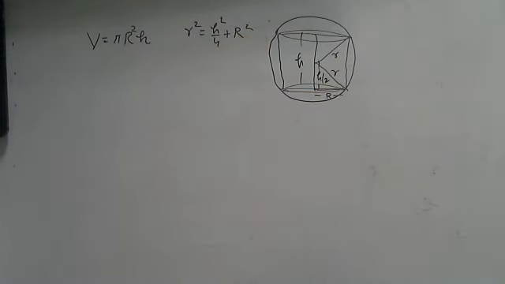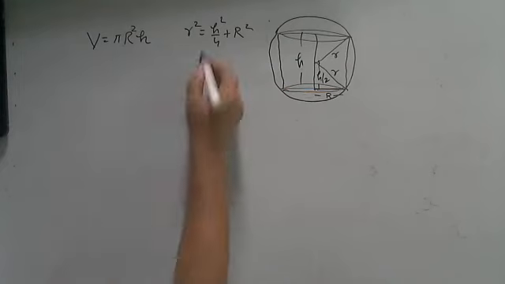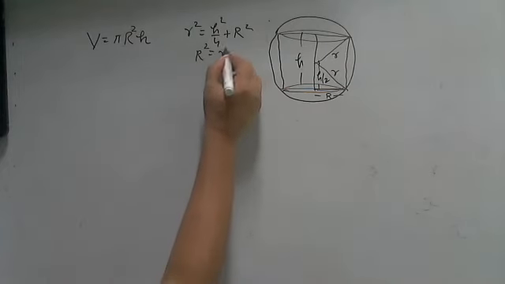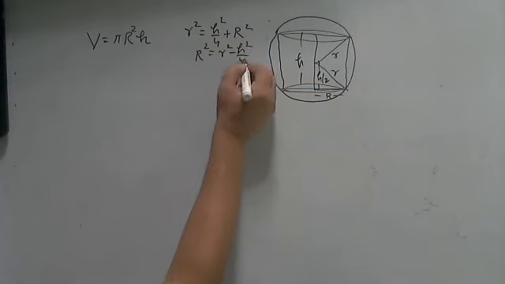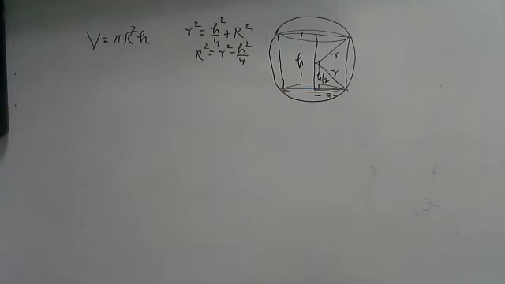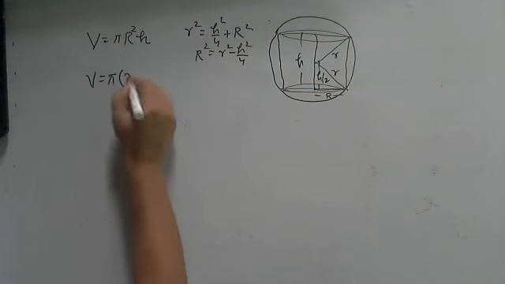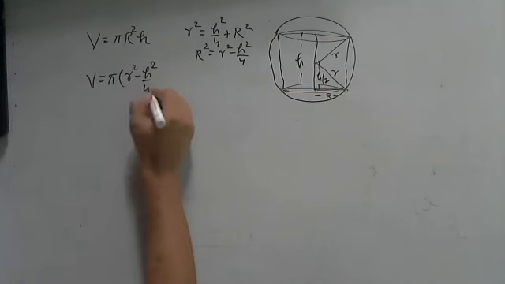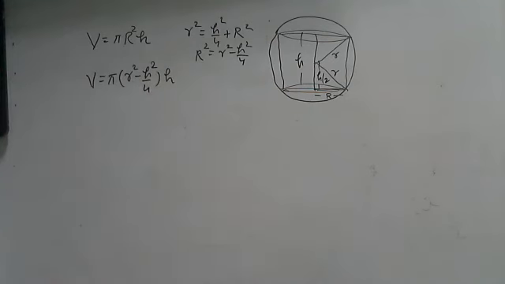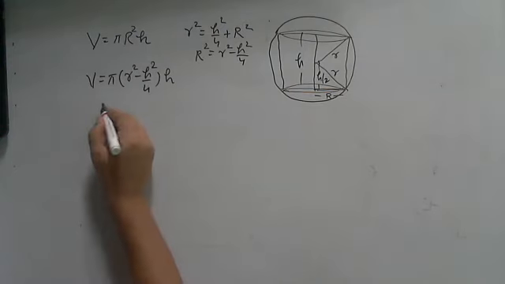Now using this relation, we all know that the things related to the circle, or in place of circle you can say sphere, are constants. So it gives you r square is equal to R square minus h square upon 4. Now we will substitute this value here. V is equal to pi (R square minus h square upon 4) into h. Now see, this will be in terms of one variable, that is h.